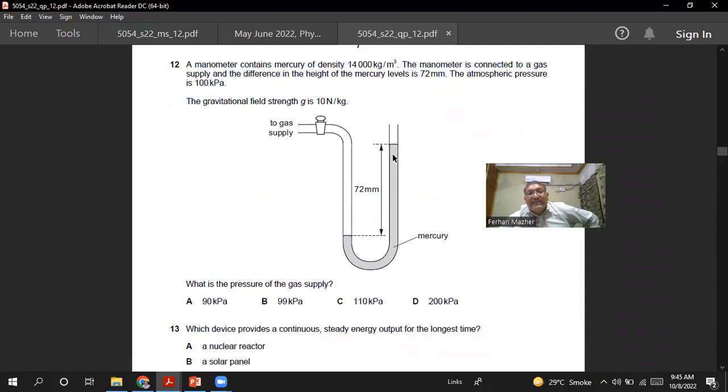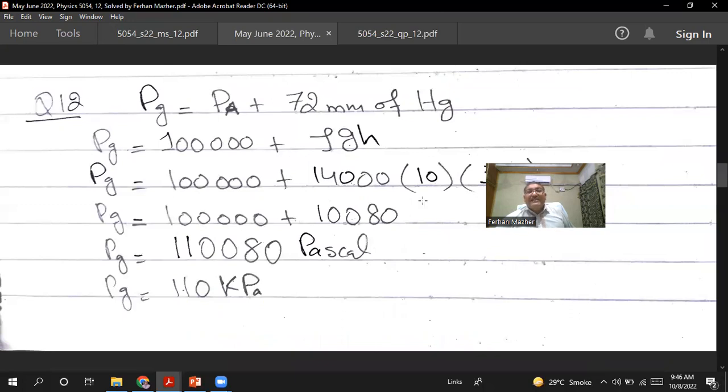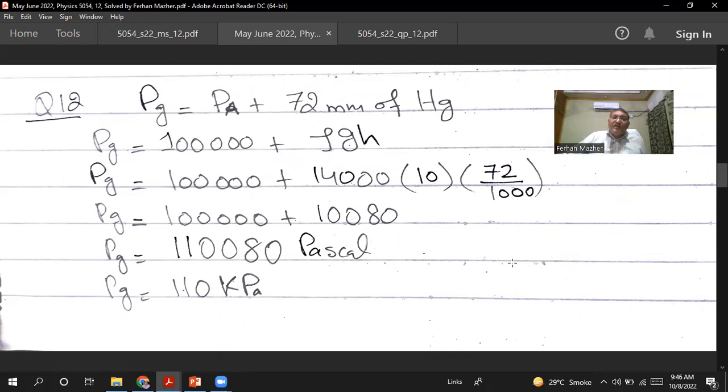You see, the pressure of this gas is 72 millimeter of mercury more than the atmospheric pressure. Atmospheric pressure is already given, that is 100 kilopascal. And this 72 millimeter can also be converted into pascal. So let me show you. The pressure of the gas is equal to the pressure of the atmosphere plus the pressure of the 72 millimeter of mercury. That can be found by the formula rho g h, where rho means the density of the mercury, g means the gravitational field strength, and h means the height of the mercury column.